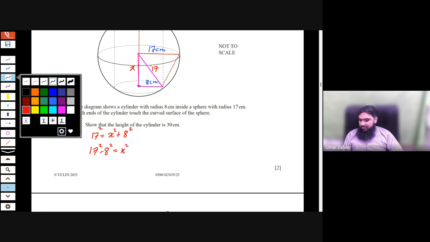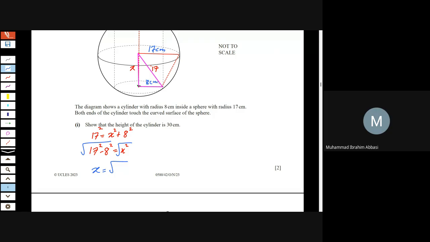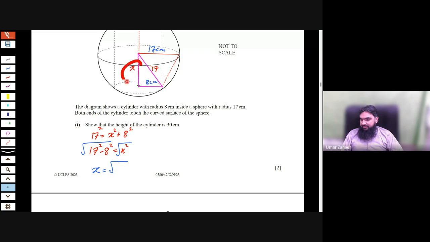We want to remove the square, so taking a square root on both sides, we'll get that x is equal to, yes, tell me your answer in the square root form. Because this is not my final answer. Sir, my final answer is 30 centimeters. No, just tell me the answer of x.